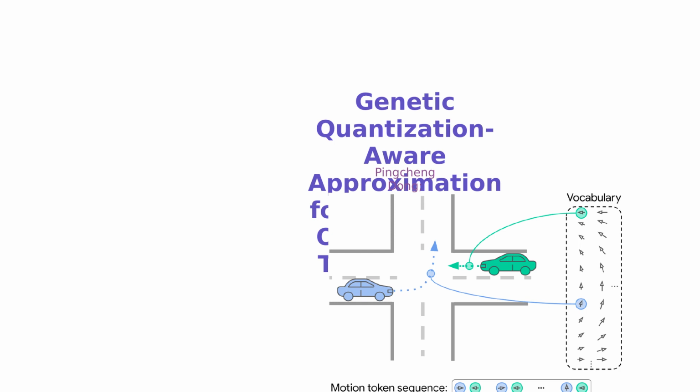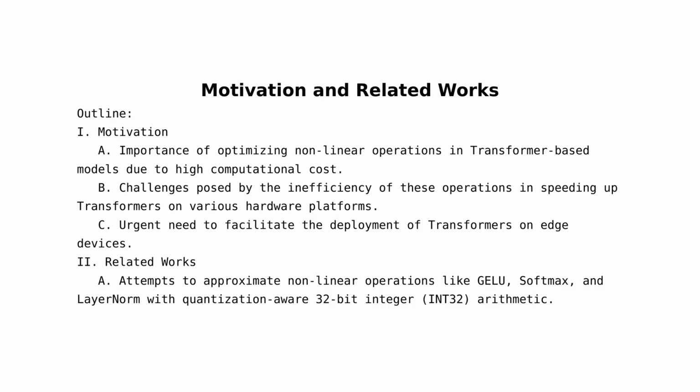Hello, everyone. Today we are going to talk about genetic quantization-aware approximation for nonlinear operations in transformers. Slide 1. Motivation. Optimization of nonlinear operations in transformer-based models is crucial due to their high computational cost.